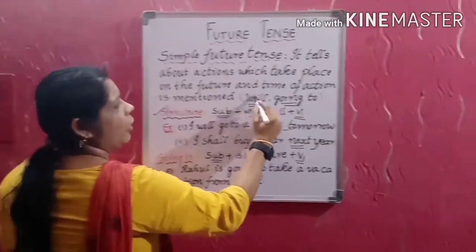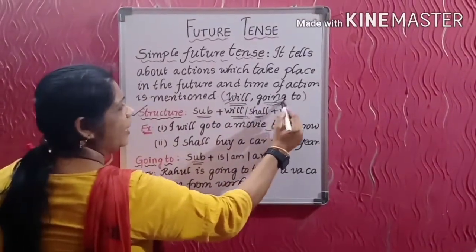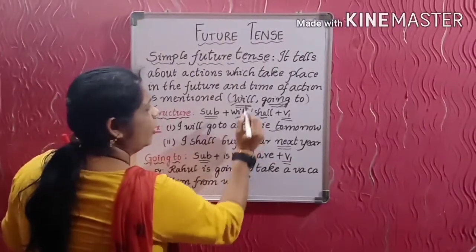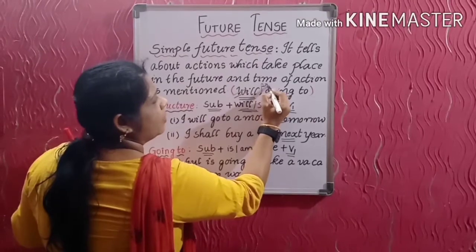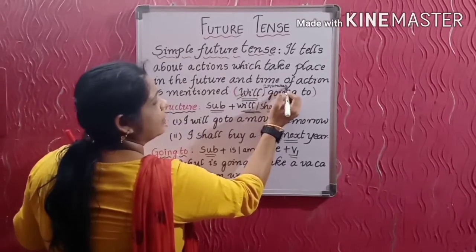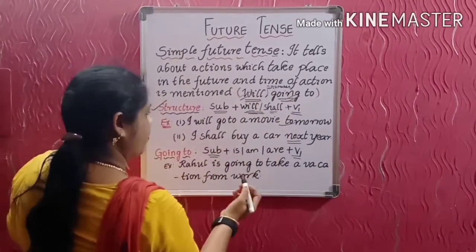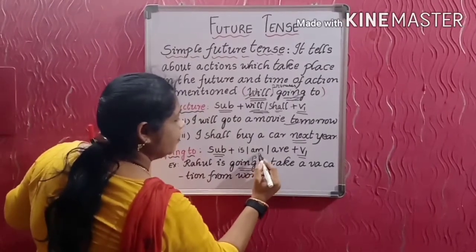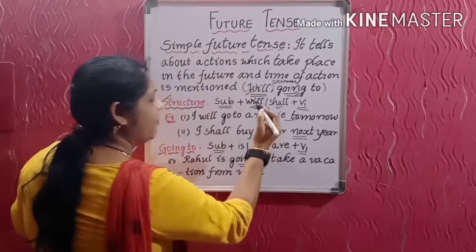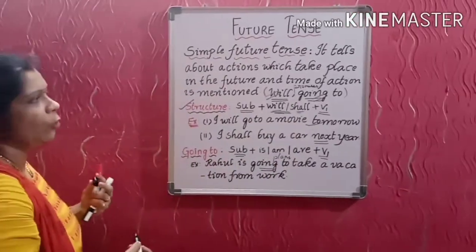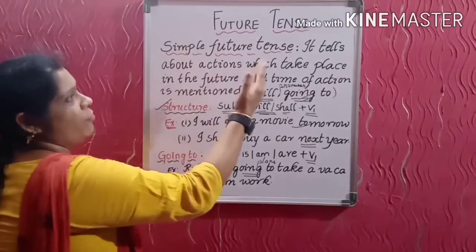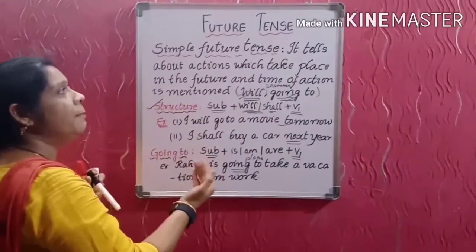We shall use will or shall and going to in the simple future tense. Will is used for promises, and going to is used for plans. So this is the basic difference between will and going to, but both will be represented under simple future tense. So this is about the simple future tense.